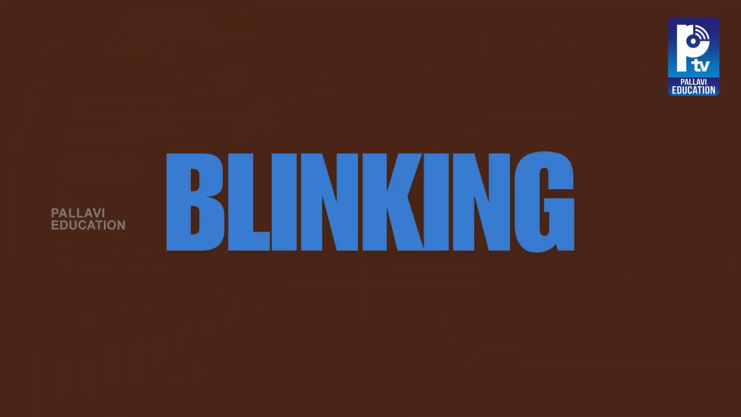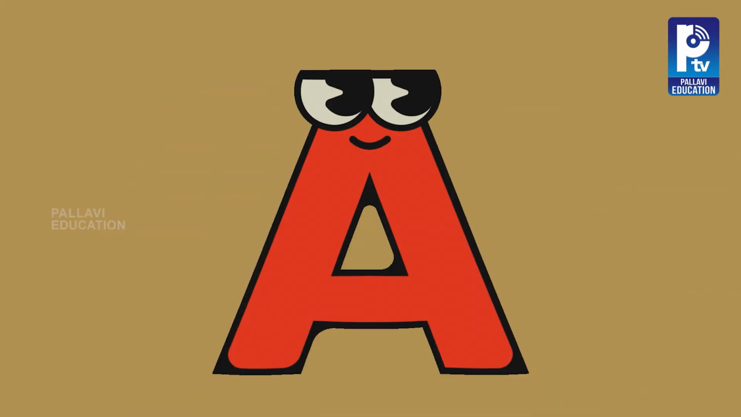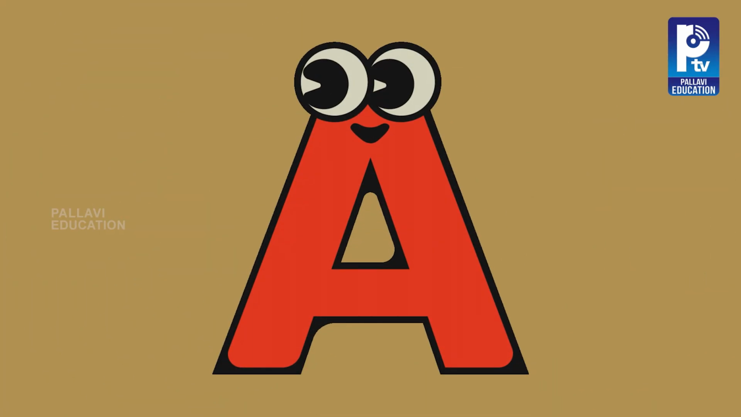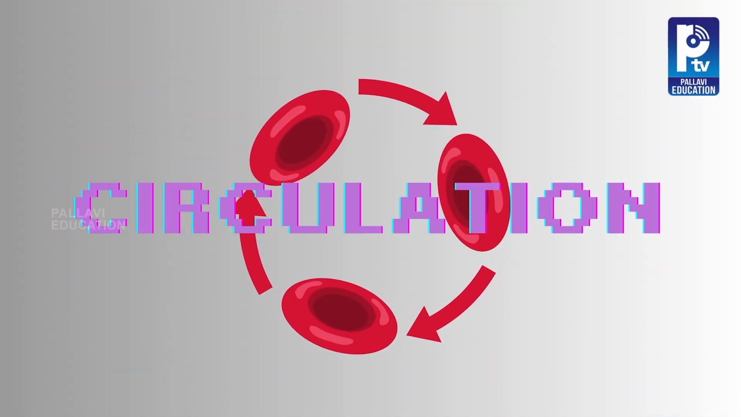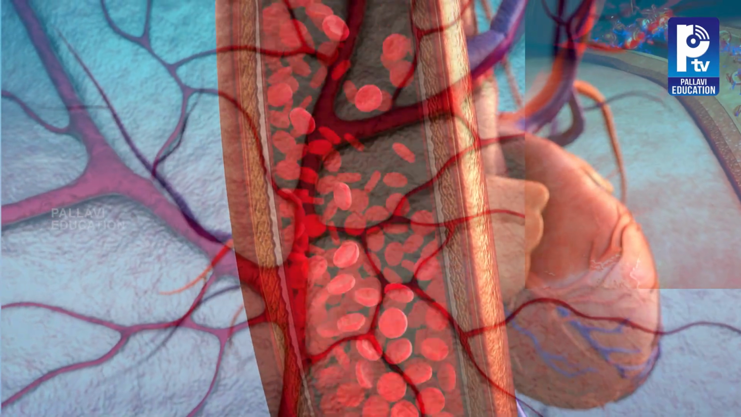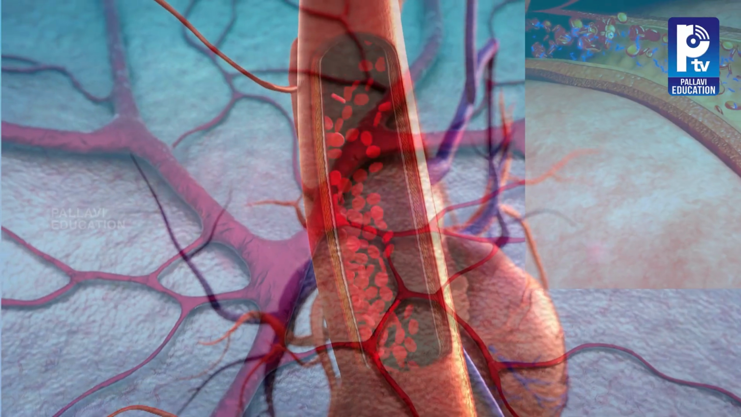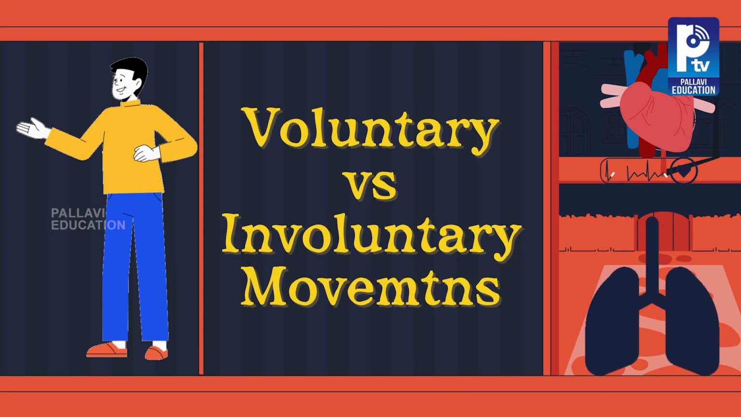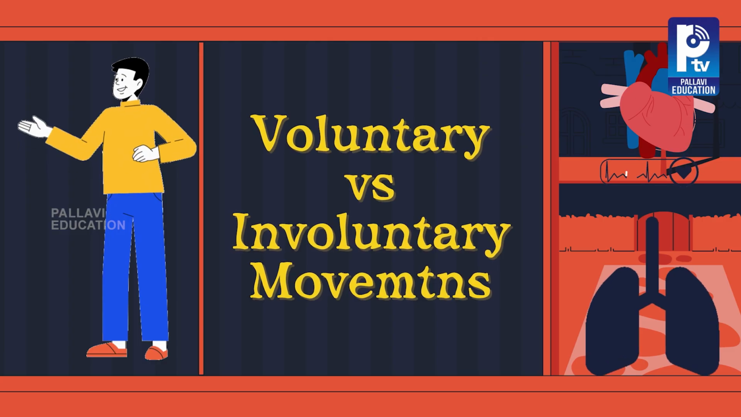Blinking. Your eyes blink automatically to keep them moist and free from dust. Sometimes, you might blink consciously, but mostly, it's an involuntary action. Blood circulation. Your blood vessels are busy carrying nutrients and oxygen to your body parts, a process entirely controlled by your body's internal systems. Understanding the difference between voluntary and involuntary movements shows us how amazing our bodies are.